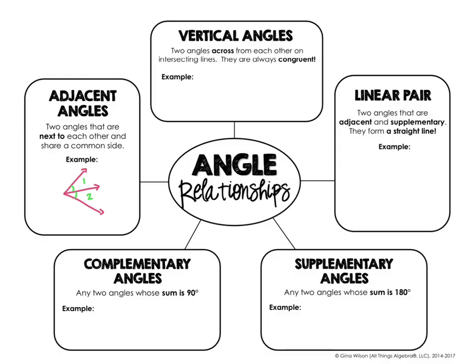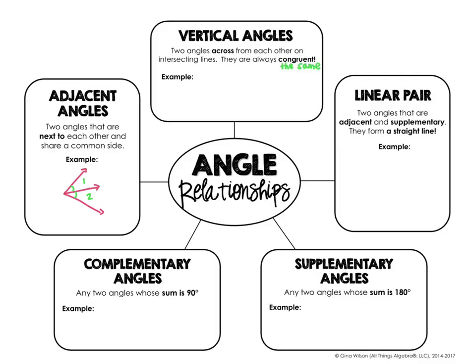Okay, we'll move on up to vertical angles. Vertical angles are two angles across from each other on intersecting lines. They are always congruent. So they are always the same. That means the measures will be the same.